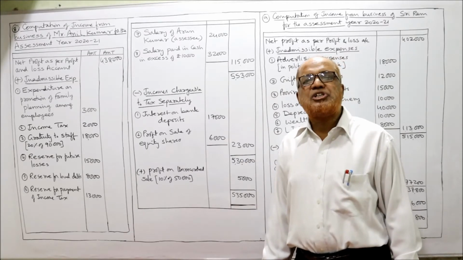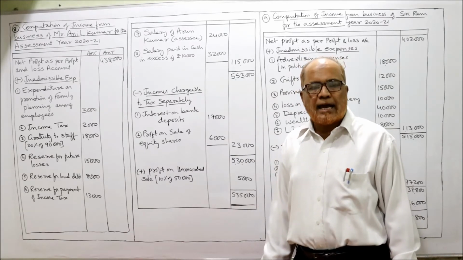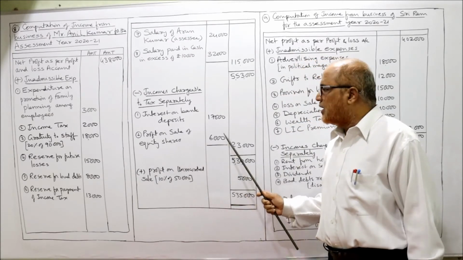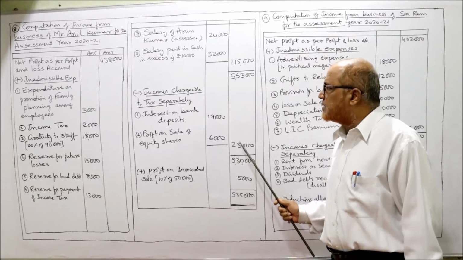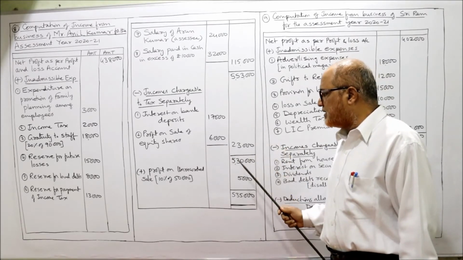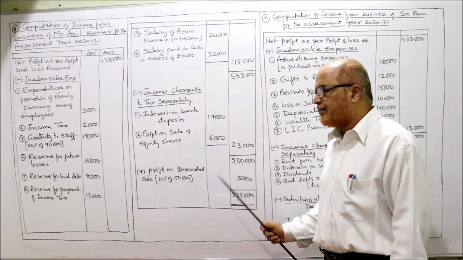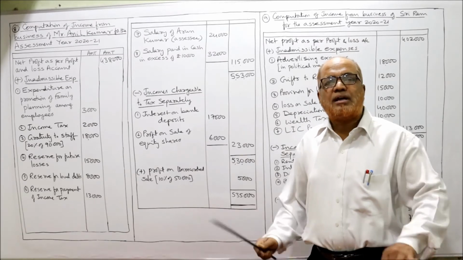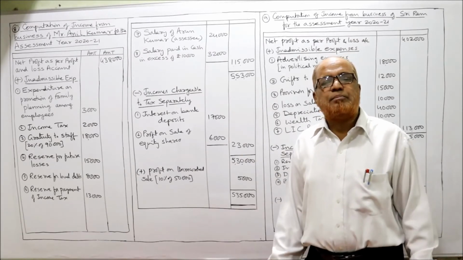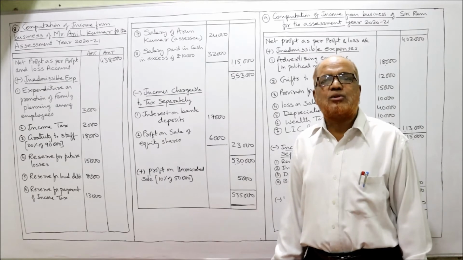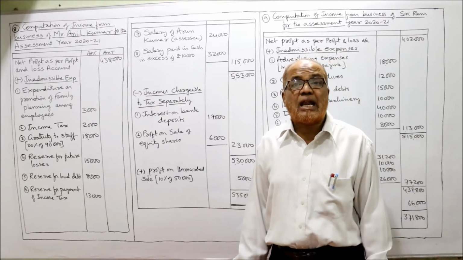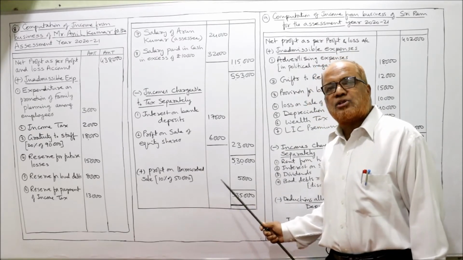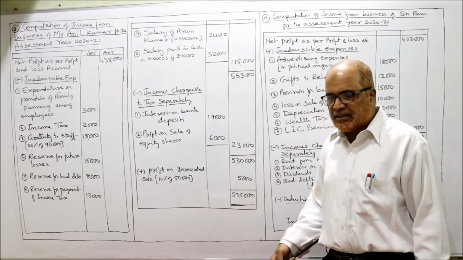Profit on sale of equity share is a capital gain. It is not taxable under business income, so deduct profit on sale. So deduct 17,600, 23,000 you deduct. 5,53,000 minus 23,000, 5,30,000. To this last adjustment, one sale was there 50,000, but unrecorded, the profit earned is 10%. So 10% of 50,000, 5,000 is the profit on unrecorded sale.